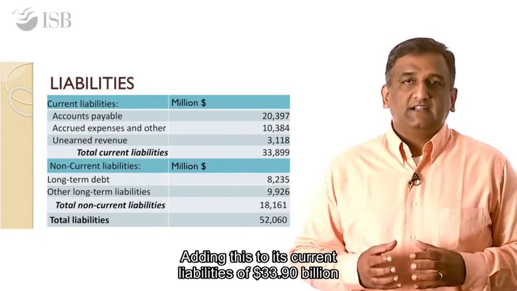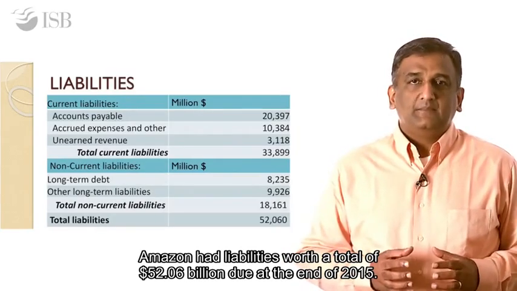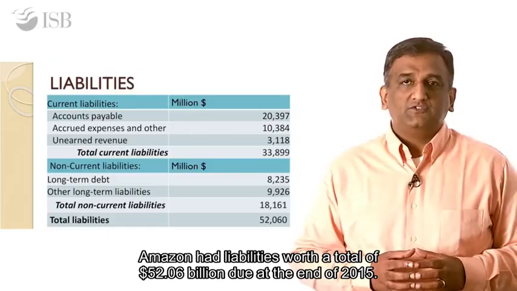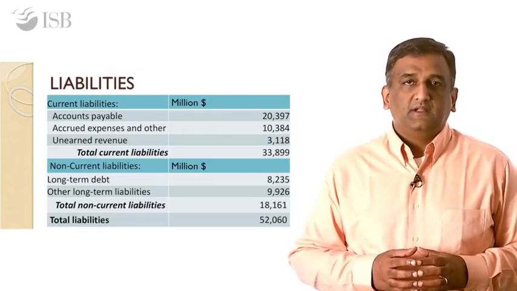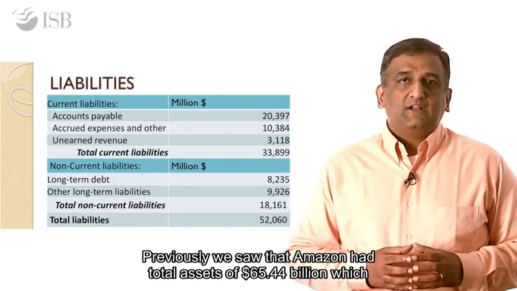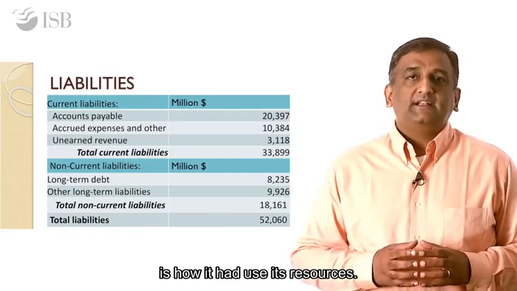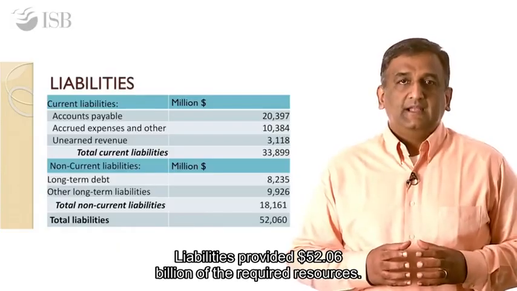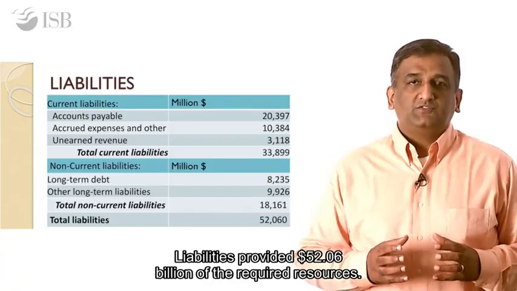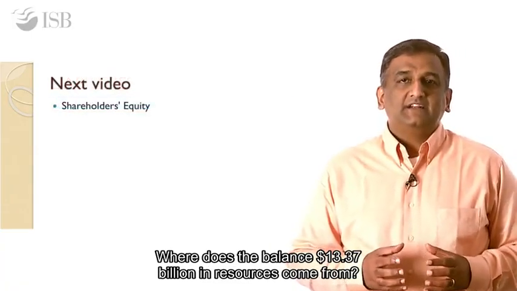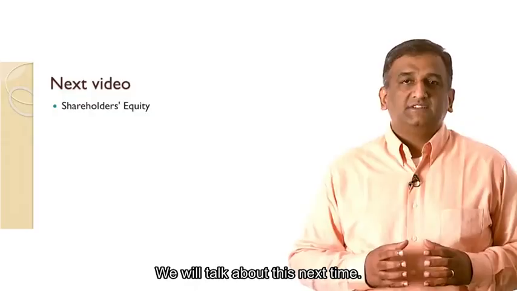Adding this to its current liabilities of $33.90 billion, Amazon had liabilities worth a total of $52.06 billion due at the end of 2015. Previously, we saw that Amazon had total assets of $65.44 billion, which is how it had used its resources. Liabilities provided $52.06 billion of the required resources. Where does the balance $13.37 billion in resources come from? We will talk about this next time.